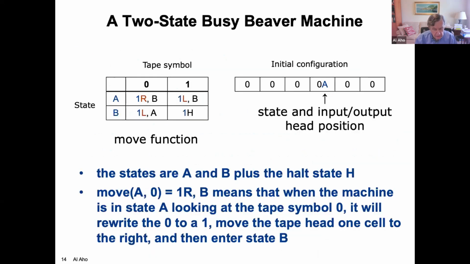Here is an example of a Busy Beaver machine with two states, A and B, plus a halt state H that has no moves. The move function is just a table whose rows are labeled by the states and whose columns are labeled by the tape symbols 0 and 1. The entry 1R, comma B for state A and 0 means that when the machine is in state A, looking at the tape symbol 0, it will rewrite the 0 to a 1, move the tape head one cell to the right, and then enter state B. Initially, the input-output tape contains all zeros, and the tape head is over some cell of the input-output tape as shown in the figure on the right.